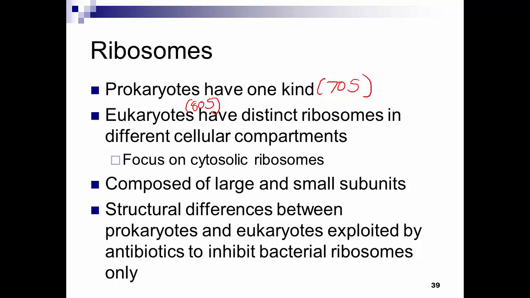All cells have ribosomes, but not all ribosomes are created equally. As I said, the main eukaryotic ribosome is 80S, but there are other versions of a ribosome depending on its cellular compartment. For example, the mitochondrion has its own set of ribosomes, and because that mitochondrion arose from a rudimentary prokaryotic cell, its ribosome is a bit different than the cytosolic ribosome that we're going to spend our time talking about.